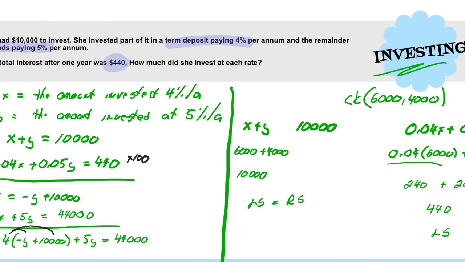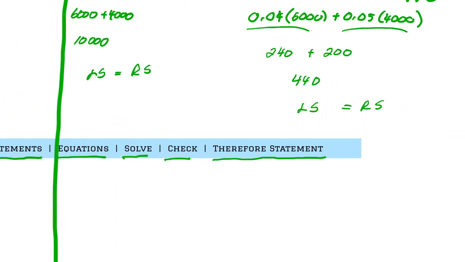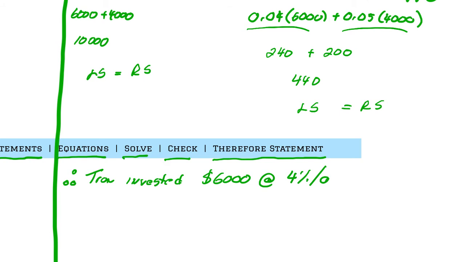So the actual question was, how much did she invest at each rate? Well, the answer would be, therefore, you can use 3 dots, Tran invested $6,000, I'll use short form, at 4% per annum, and $4,000 at 5% per annum. And that is word problem number 1.